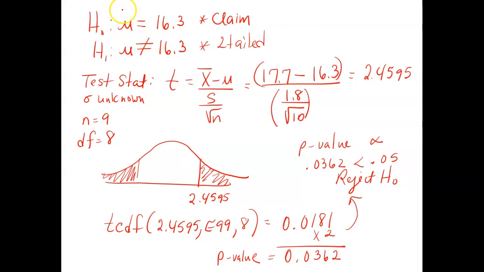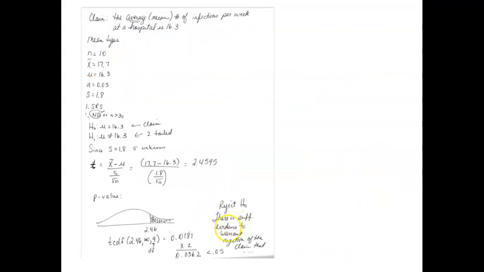Okay, so here we're going to have to reject this null hypothesis. So basically by rejecting the null hypothesis, we're also rejecting our claim. So we're going to say there is sufficient evidence to warrant rejection of the claim that the average mean number of infections per week at a hospital is 16.3.